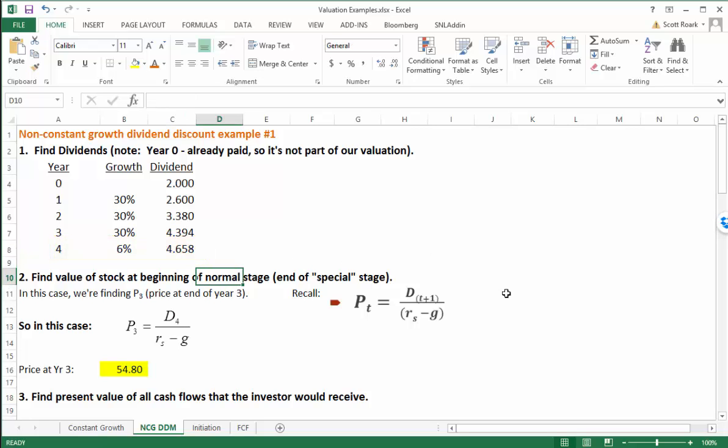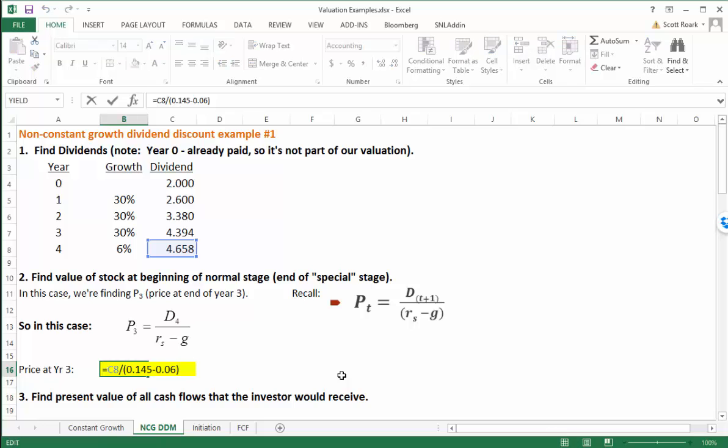Step 2 is to find the value of the stock at the beginning of the normal stage, or at the end of that special growth stage. Here we're just going to use the formula. The price today is equal to the dividend next period divided by RS minus G. So we're going to use the dividend at time period 4, which is $4.658, and divide that by RS minus G, in this case 14.5% minus 6%. We end up with a price of $54.80 at the end of time period 3, so that's P3.